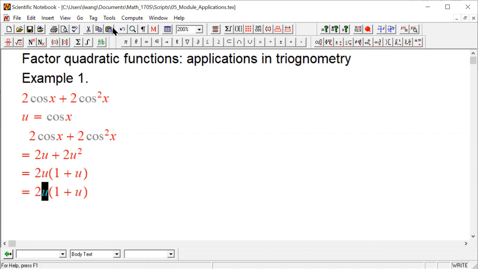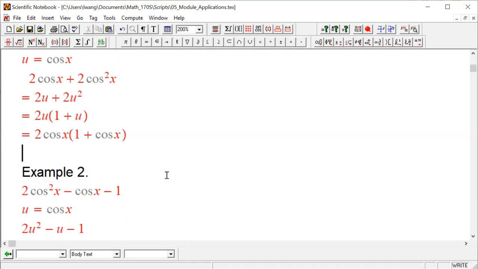And so u is going to be replaced by cosine x. So this will be the factored form that we get, by using the quadratic function factoring technique. So let's look at the next one.